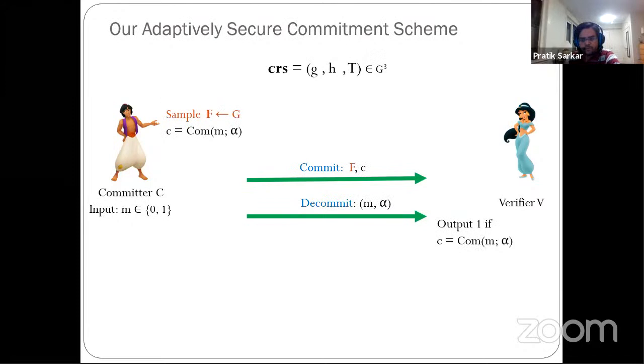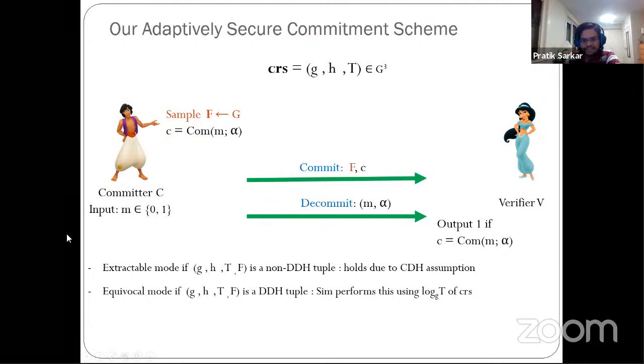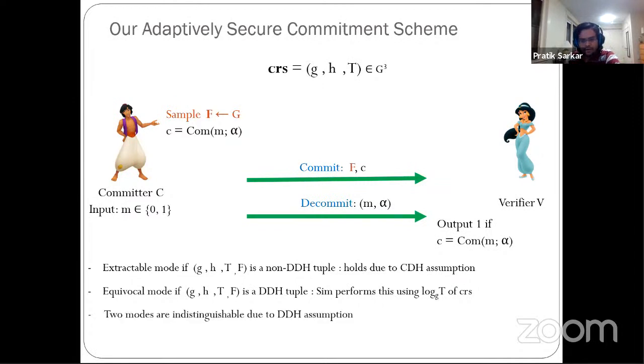We build our commitment scheme where the mode of the commitment can be set during the protocol execution. Instead of putting F in the CRS here, we require the committer to sample an F and send it along with the commitment. When the committer is corrupt, we are ensured from the CDH assumption that the commitment is extractable. That is, this tuple is a non-DDH tuple. When the verifier is corrupt, the simulator can construct the tuple as a DDH tuple here using the discrete log of T, and this yields the commitment in the equivocal mode and guarantees adaptive security. Finally, the honestly generated tuple is indistinguishable from the simulated tuple due to the DDH assumption. I would also like to note that the message M can be polylog kappa bits, yielding a string commitment.